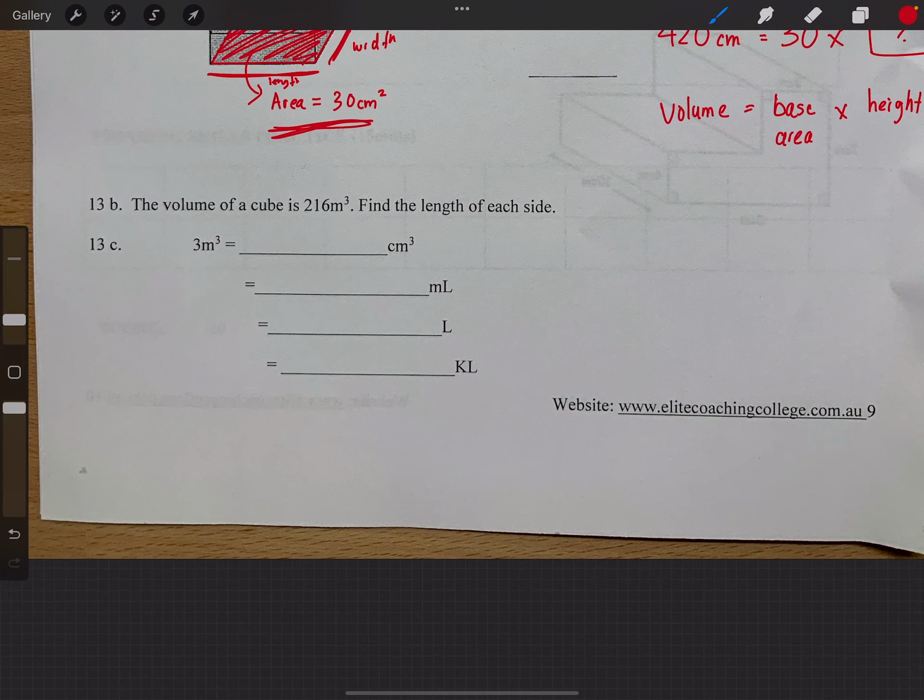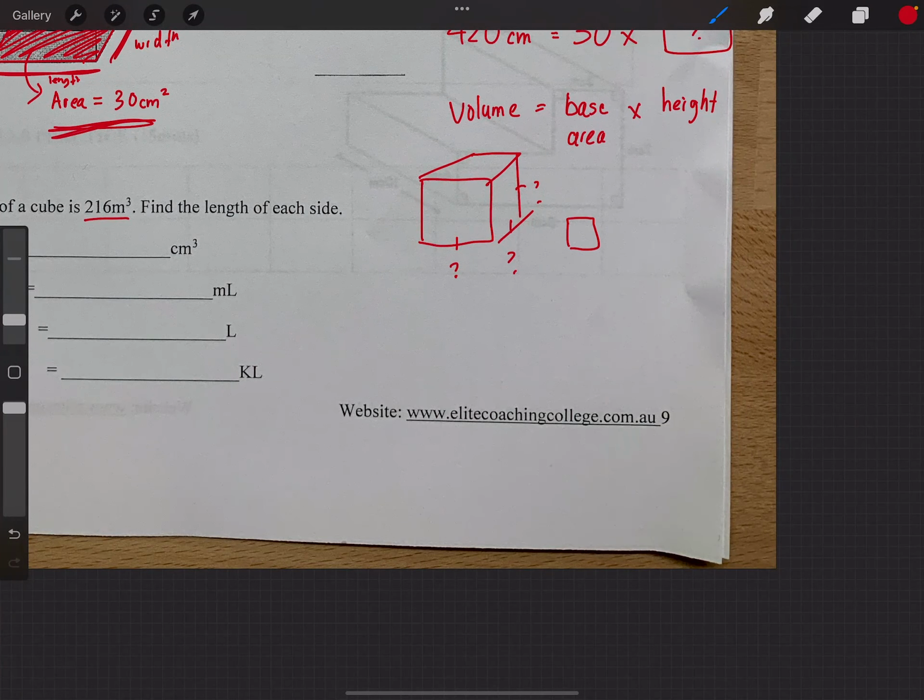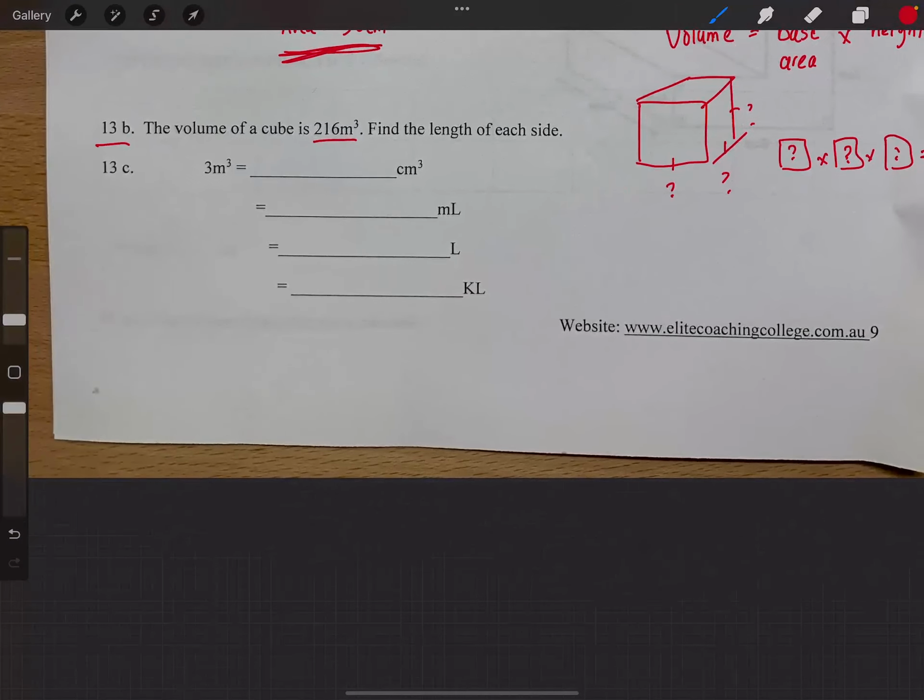And the next one, question 13b. The volume of a cube is 216 meters cubed. Find the length of each side. So you have a cube. Now each side is how much? What three numbers multiplied together will give me 216? Okay, you figure that out.